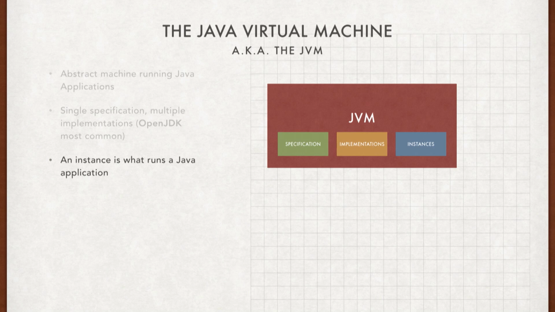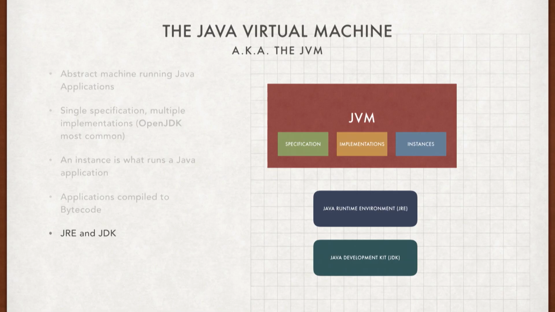The most common implementation right now of the JVM is the OpenJDK. It was originally developed by Sun Microsystems, and then Oracle purchased Sun. In terms of instances, an instance is what runs a Java application. So you have the JVM, and then you have the implementation of that, and then you have an instance, which is what actually runs a Java application.